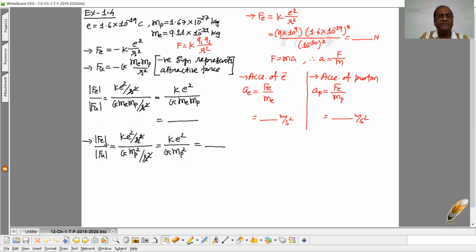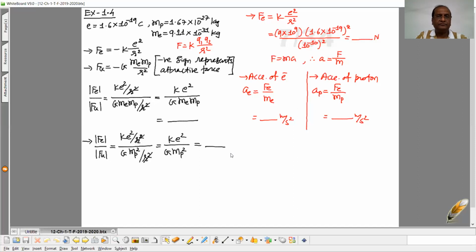Then, the ratio of electric force to gravitational force between two protons. So k e square upon r square, that is the electric force, divided by G. Now between two protons, we have to take the mass of protons, mp into mp. So we can write G mp square upon r square. The r square cancels, so again we will get k e square upon G mp square. Now substitute the values of k, e, G, mp, and then solve this. You will get the answer.